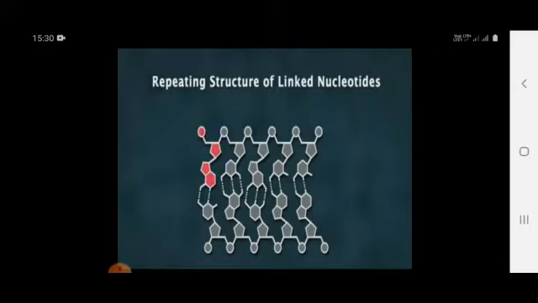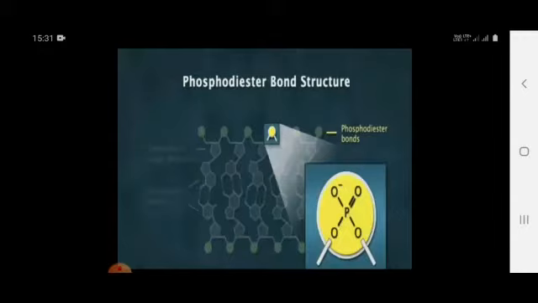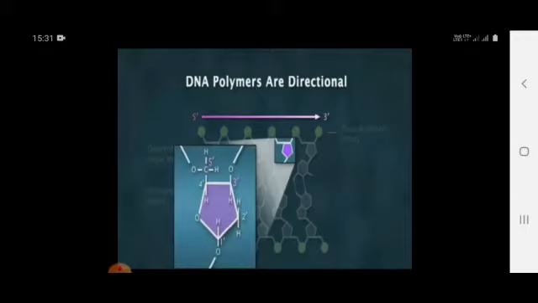So what is a nucleotide? It is shown here. This one is called a nucleotide. So all these are called nucleotides. It has a deoxyribose sugar, which is a pentose sugar, and a nitrogenous base, which is attached to the deoxyribose sugar. This forms the nucleoside. When this gets attached to a phosphate group with the phosphodiester bond, then it is called a nucleotide.